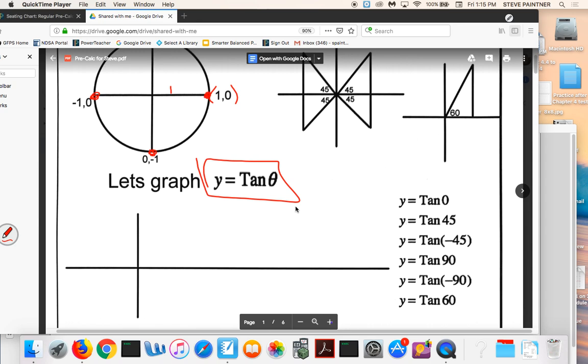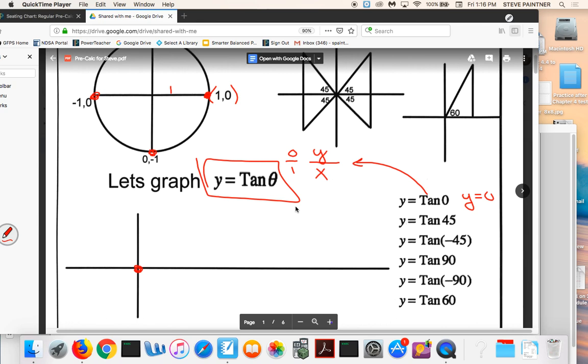Now remember, tangent is just what over what? Y over x, correct? So which one's y? 0. Which one's x? 1. So what's 0 over 1? The answer is 0. Tangent at 0 radians is 0. So you kind of know already, hey, there's my point. Now tangent 45.